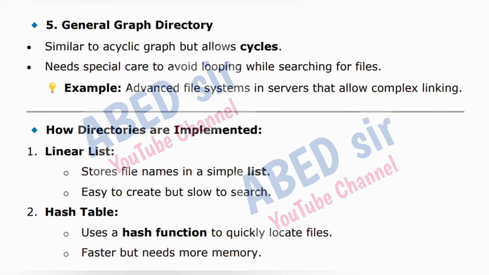How directories are implemented. 1. Linear list. Stores file names in a simple list. Easy to create but slow to search. 2. Hash table. Uses a hash function to quickly locate files. Faster but needs more memory.